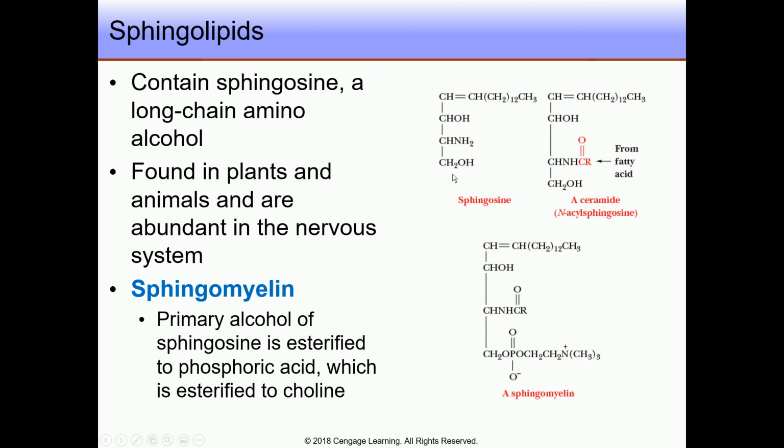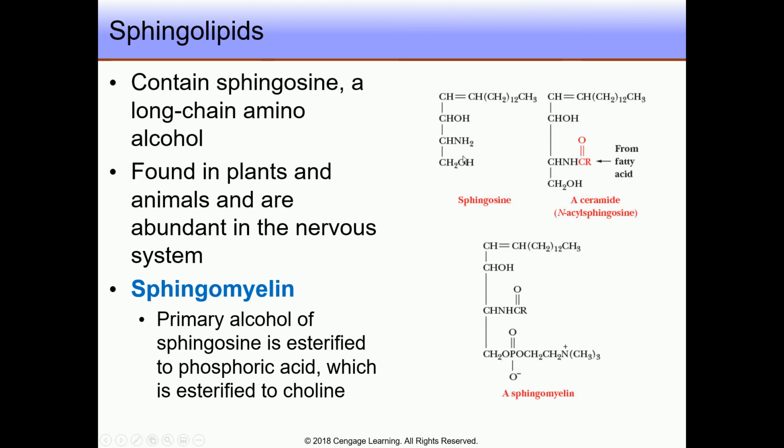You can see it also has 3 carbons, and to these 3 carbons this group is attached. These sphingosines are basically long chain amino alcohols, which means they have an amino group, this is the amino group here, and they also have the alcoholic group. This is the structure of sphingosine.